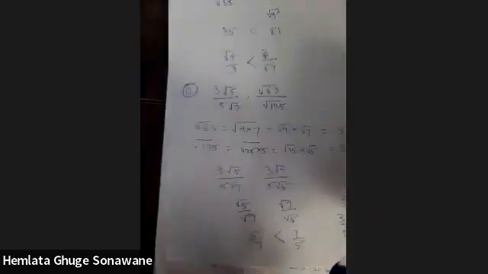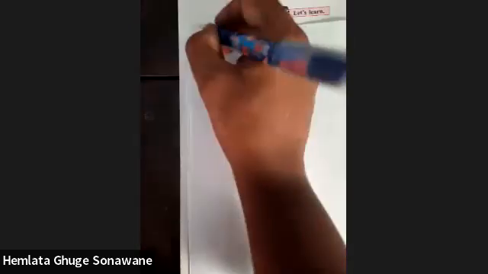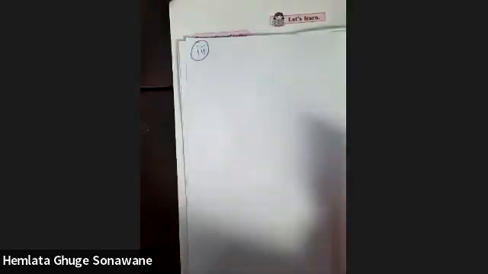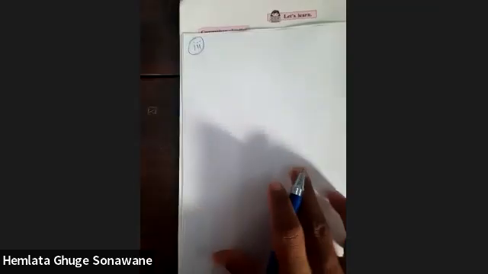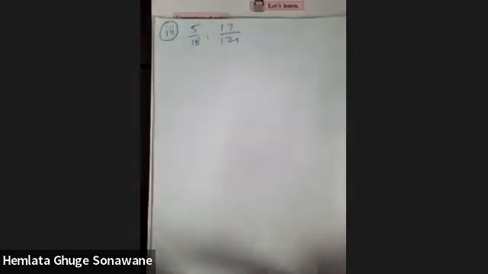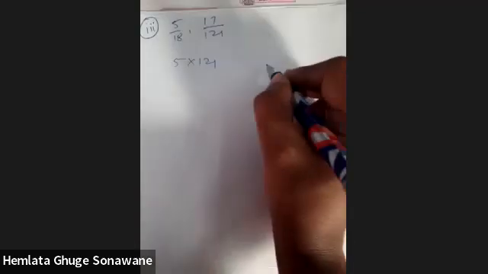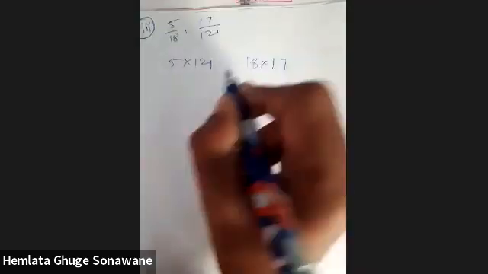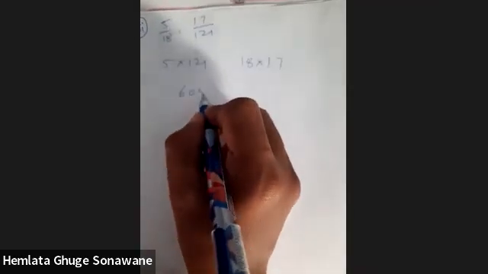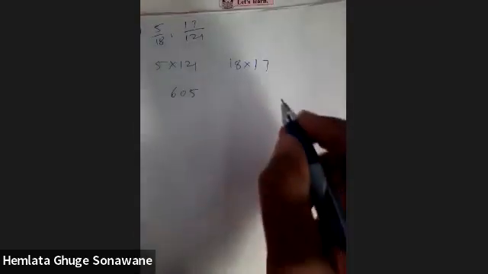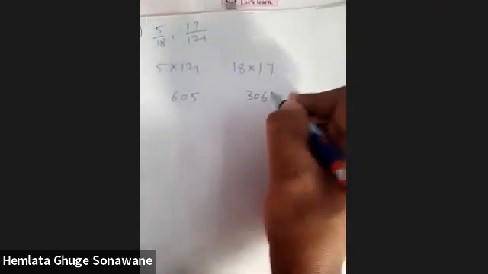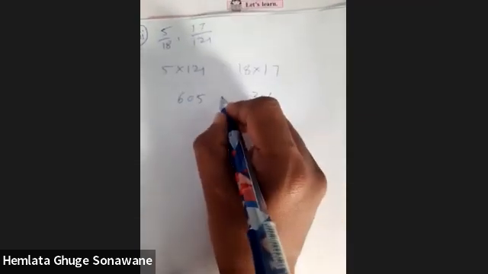We'll take the third example of question number 3. Third is 5 upon 18 and 17 upon 121. Again, we'll do cross multiplication here. That is 5 into 121 and 18 into 17. 5 into 121 is 605 and 18 into 17 is 306. Now we can easily compare which number is bigger.